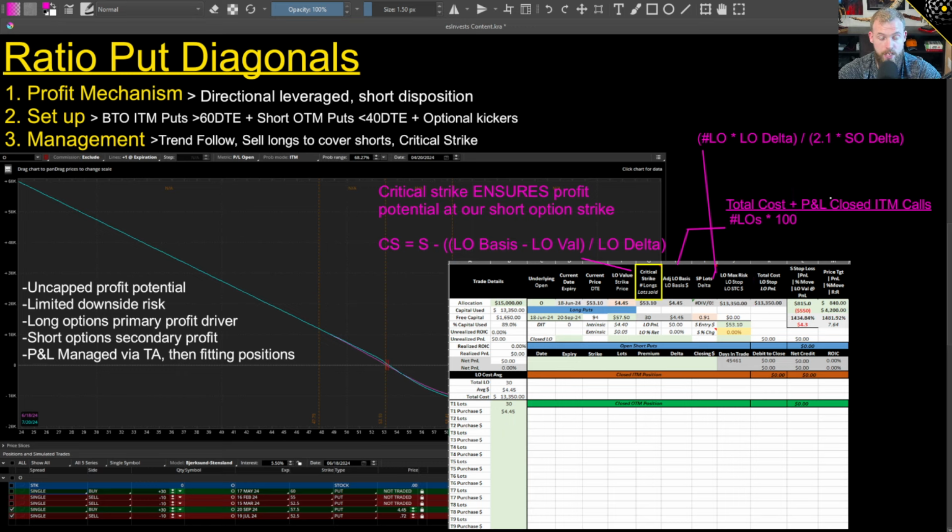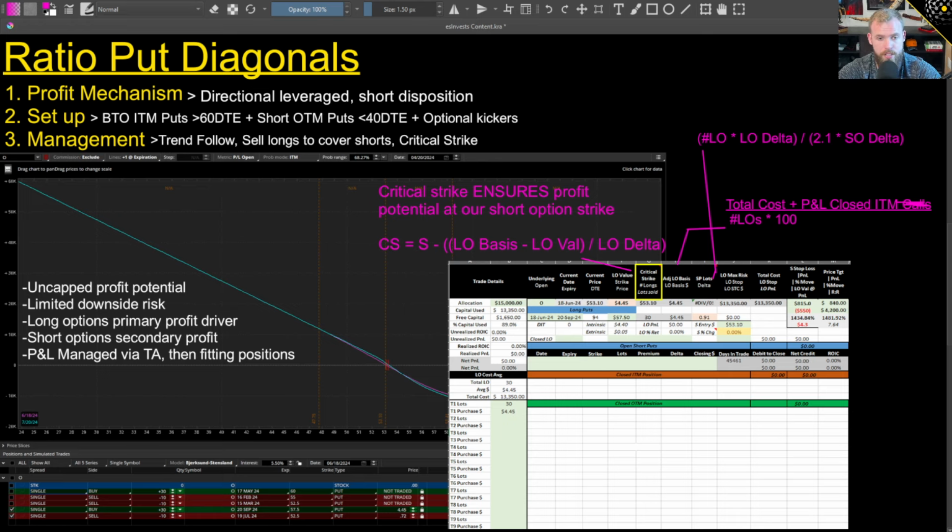And then I will take a look at the P&L, include those, and then divide that by the number of long options remaining times 100, because that's the multiplier for options. This will help me understand what the basis is that I can work with on the long options, accounting for the closed in-the-money puts. In this case, this should be puts, not calls. Get rid of that.